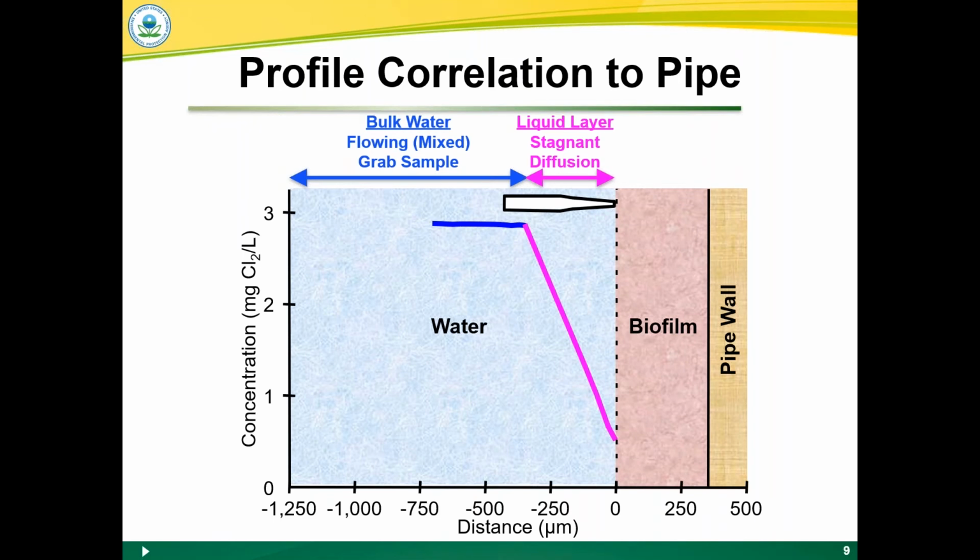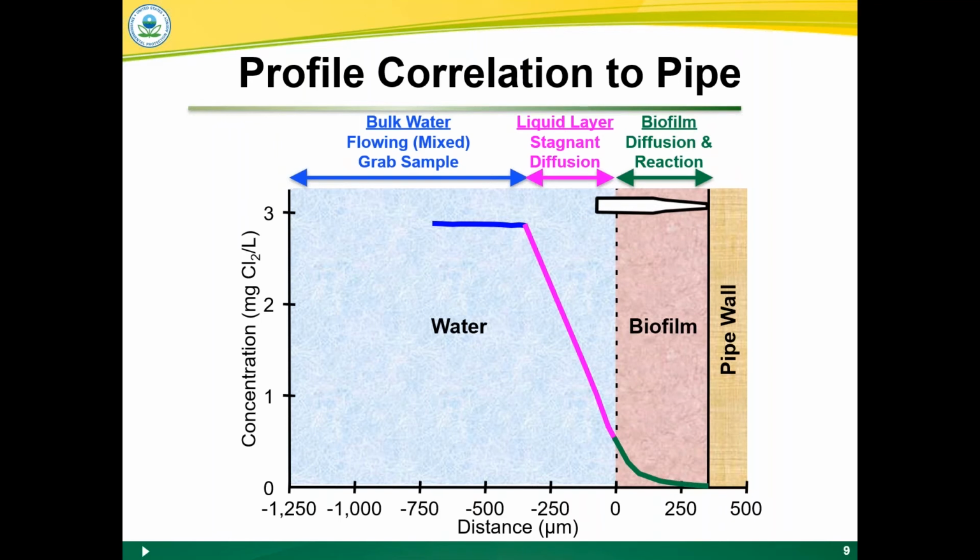And diffusion is just things move from high concentration to low concentration. So that's why you see this kind of downward slope here. And the concentration is decreasing in this stagnant kind of liquid layer, and it's just moving here through diffusion. And then you enter the biofilm where the action is taking off. This is the area that's consuming things.